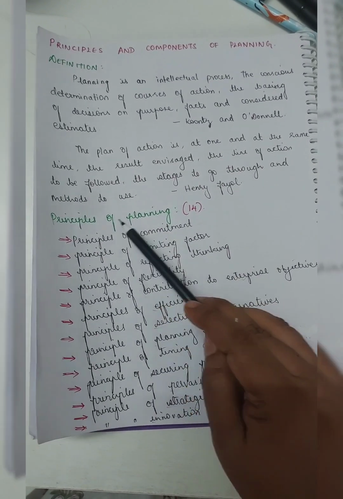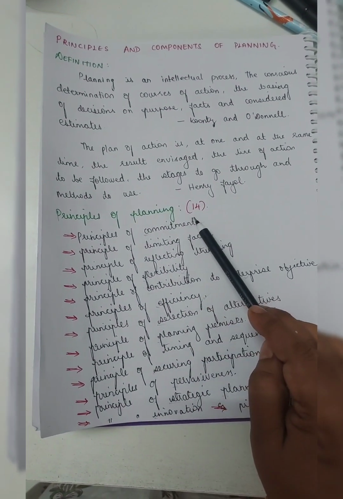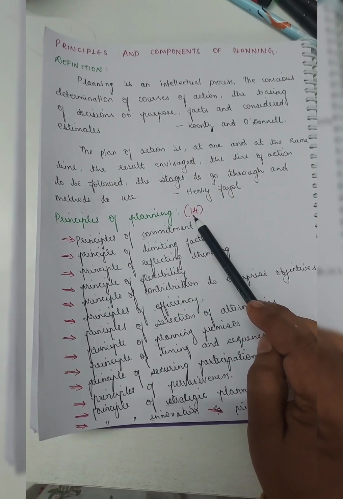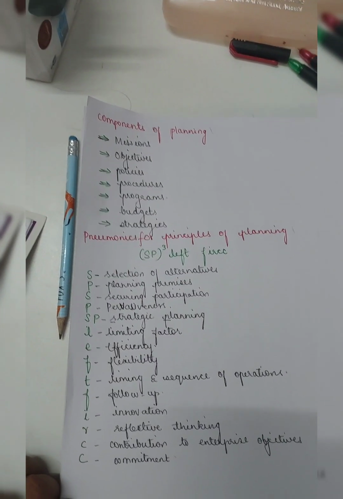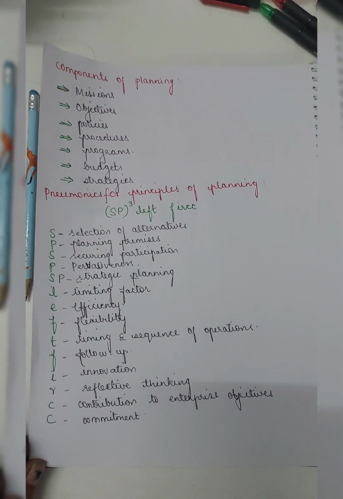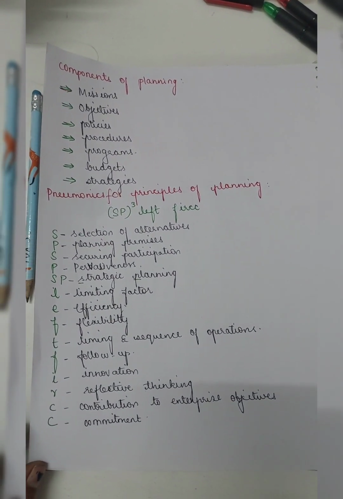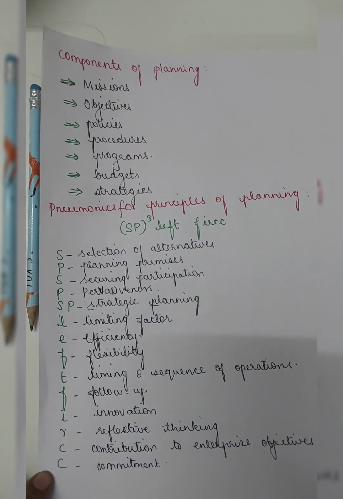For principles of planning, we have a total of 14 principles, and for these 14 principles we have a mnemonic. Before going to the mnemonic for principles of planning, let's see the components of planning.